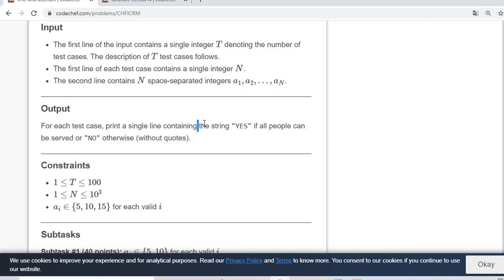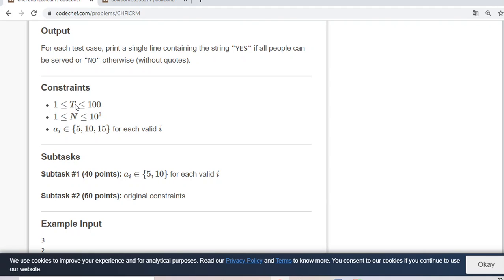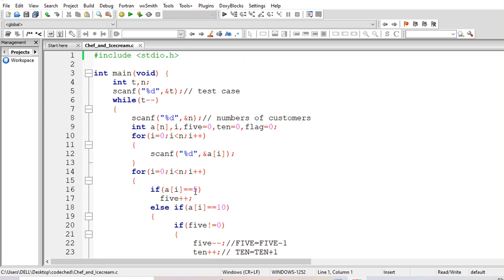this will be a string: yes if people can be served, or no if they cannot be served the ice cream. Here the ranges of t and n are given, and ai is 5, 10 or 15. There are two subtasks. Subtask 1 where ai will be only 5 or 10, and subtask 2 for 5, 10 and 15, all cases. So now see the code.